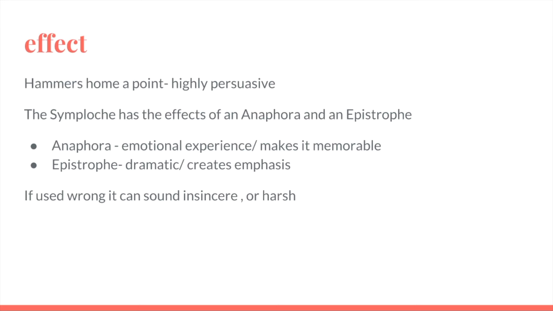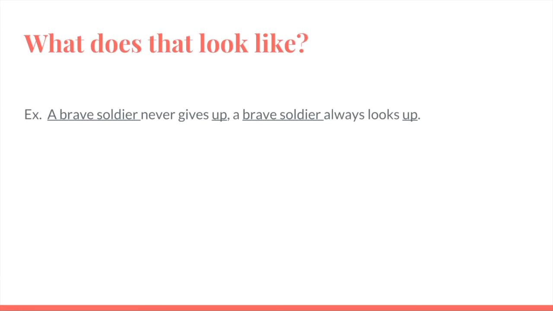The symploche has a very strong effect because it hammers home a point and is highly persuasive. This is because it has the effects of both an anaphora and an epistrophe. An anaphora connects the reader to an emotional experience and makes something memorable. Very similarly, an epistrophe creates drama and emphasis. However, if used wrong, symploche can sound insincere and harsh.